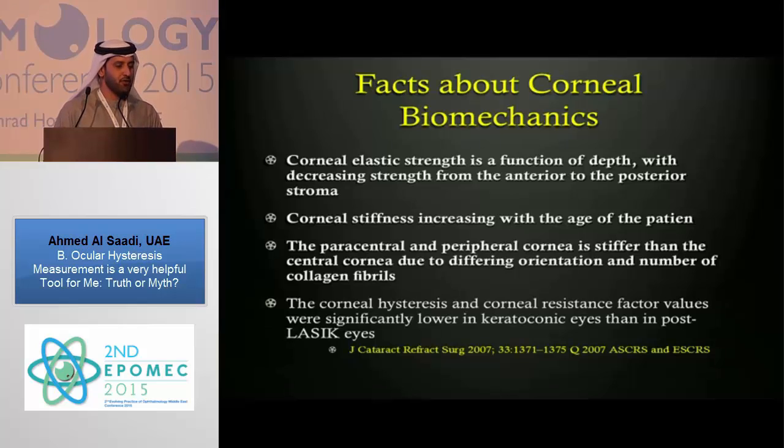The corneal hysteresis and corneal resistance factor values were significantly lower in keratoconic eyes than post-LASIK eyes. So these are facts before I start. We know that keratoconus patients have lower hysteresis and lower CRF. This we know for a fact. But the problem is, how can we apply this technology in our practice? Because most of the time we will not need it in a very frank keratoconus, right? Where we need this technology is in borderline cases, where we are not sure. How can it help?